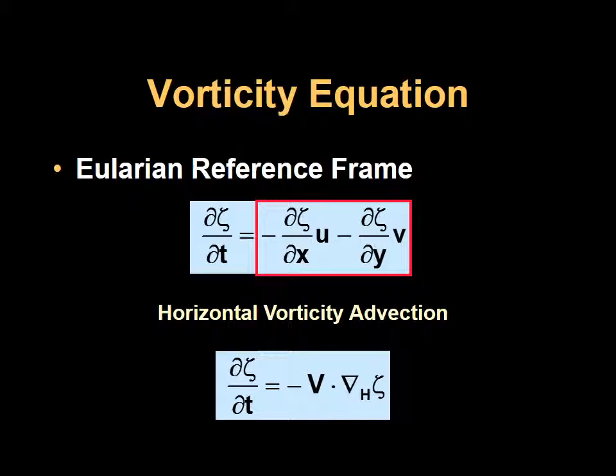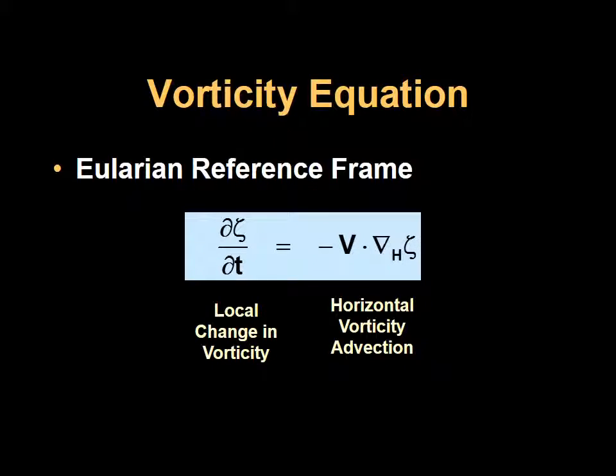So here's our equation now. The horizontal vorticity advection equation says that the local change in vorticity is equal to the negative of the velocity of the wind, and that's a dot product with the gradient of vorticity, the horizontal gradient of vorticity. So we're looking at local changes as a result of advection.